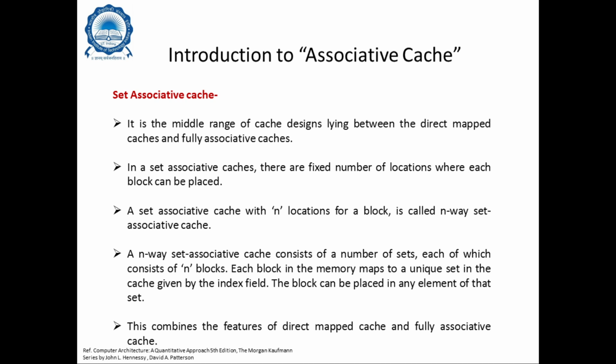So that's how it is different from fully associative caches, where you can place a block in any location, and direct map caches, where it goes to only a particular location specified by the index field. Therefore this combines the features of both the direct map cache and the fully associative cache. We say it lies in the middle range of the two extreme classes of cache mapping.